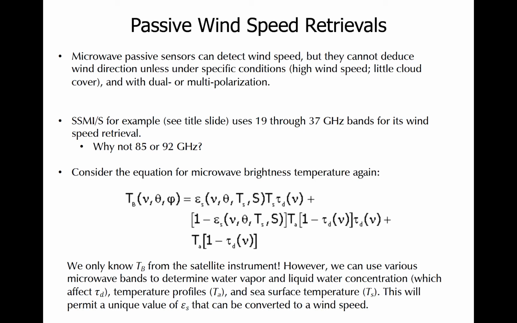Only frequencies that can reliably see the surface are used in passive wind speed retrievals, such as 19, 37 GHz, or even lower. A high-frequency channel such as 92 GHz on SSMIS would not detect emissions from the surface in places where water vapor concentration was high, such as in the tropics. Therefore, it would be useless for deducing surface properties.